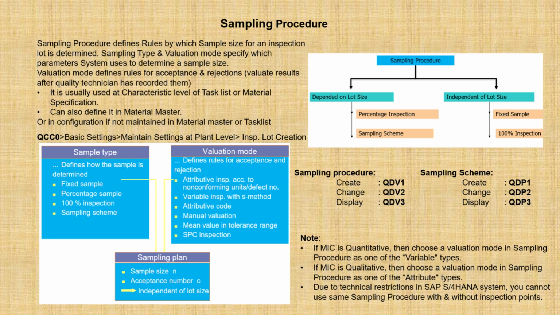Normally, we assign this sampling procedure at the characteristics level in the inspection plan or the task list, or even in the material specification, or we can assign it in the material master. Even in the configuration at the plant level, we can assign this sampling procedure. Let's see how it works in the system if I assign it in different places.